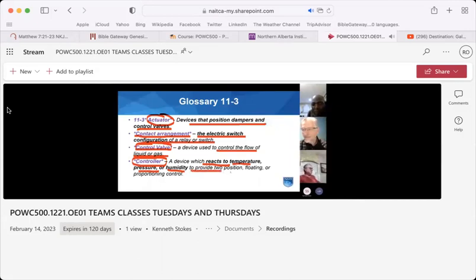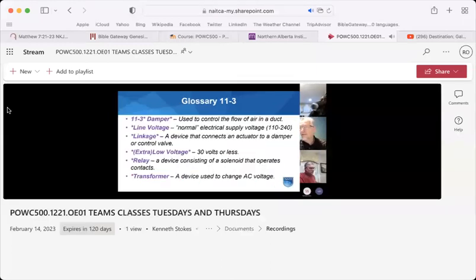level. And this will provide different sorts of electrical outputs, such as two-position, something called floating or proportioning control or modulated type control. Dampers control the flow of air and the ducting, line voltage, normally 110 or 240. Linkage, something connecting an actuator to a damper. So we have dampers, but a linkage is something between the actuator and the damper, or a control valve.